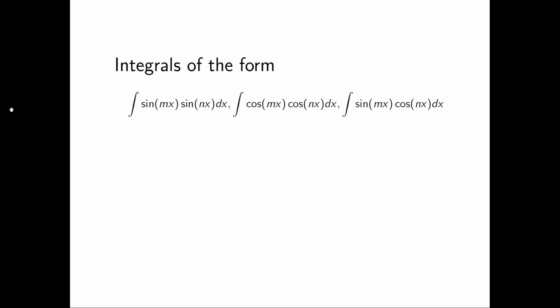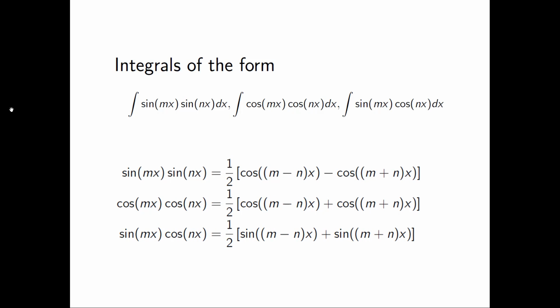There's one other type of trig integral we're going to look at here, and these are thankfully a little bit easier. So instead of having powers of the trig functions, we're going to get multiples of x. So there's basically three possibilities. We're going to have sine mx, sine nx, so two sines, cosine mx, cosine nx, or sine mx, cosine nx. And all three of these cases are very simple, as long as we just bring in these trig identities.